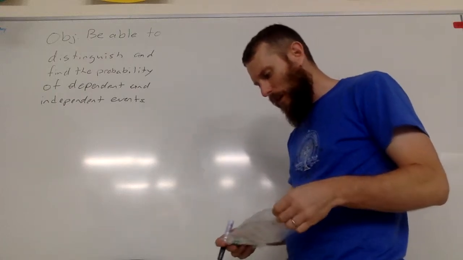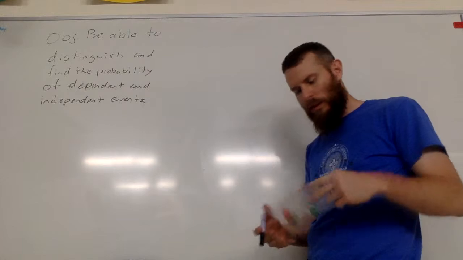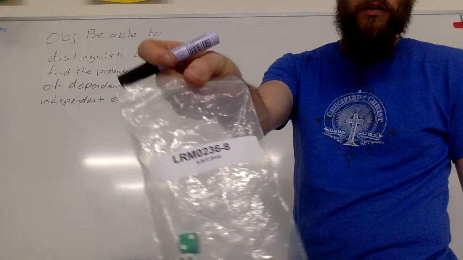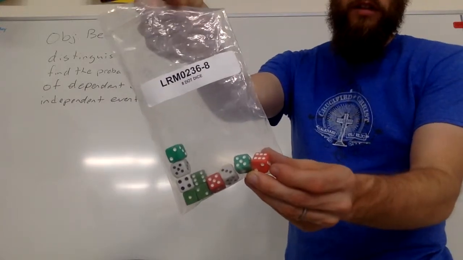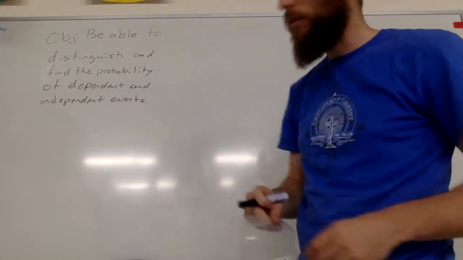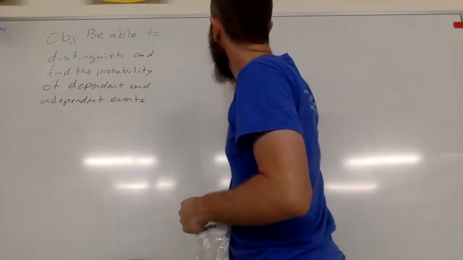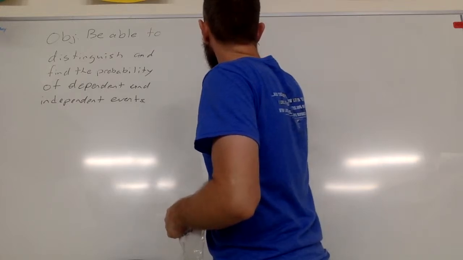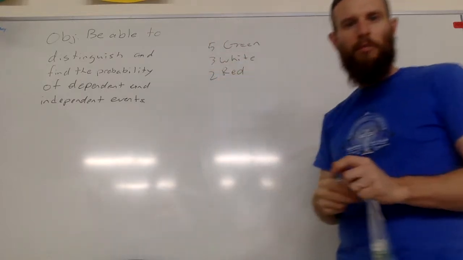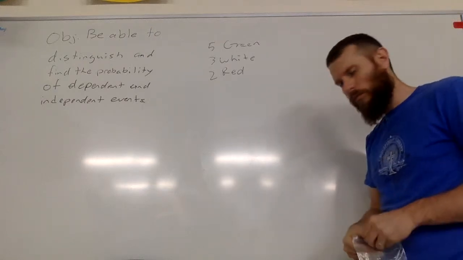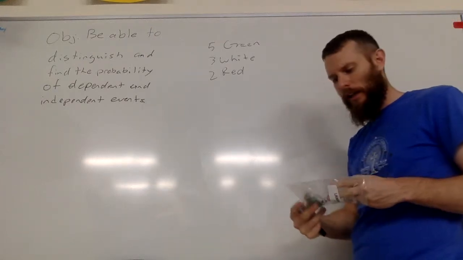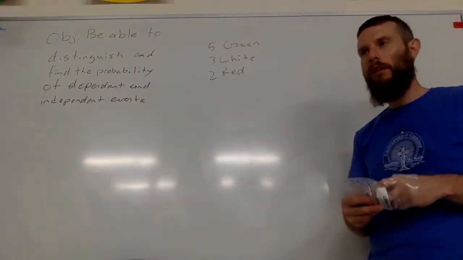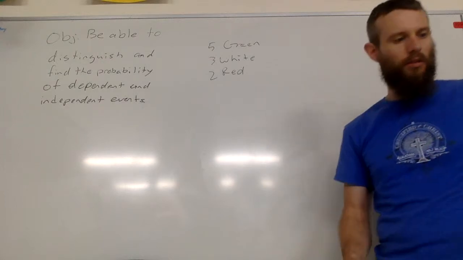If I say, what's the probability, here's my bag of dice. I have 5 green, 3 white, and 2 red. Okay, what was the probability that I pull out 2 green die? At random, I randomly pull out 2 green die. So I shake them all up. What would be the probability of me pulling out 2 green die?